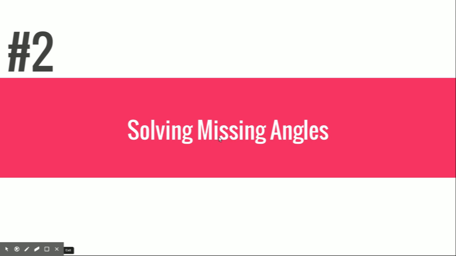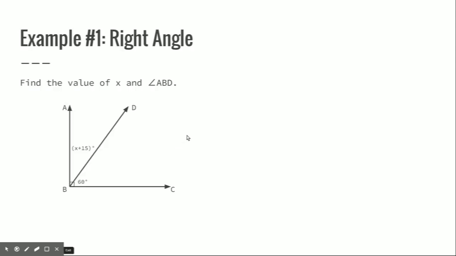All right, now let's look at some examples where we try to find the missing angles. So first, what if we had a problem like this? And it says find the value of x and angle ABD. So it says find the value of this x right here and angle A, B, and D. So they want us to find that angle right there.